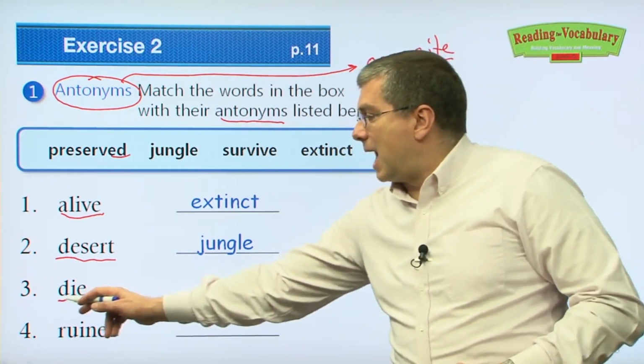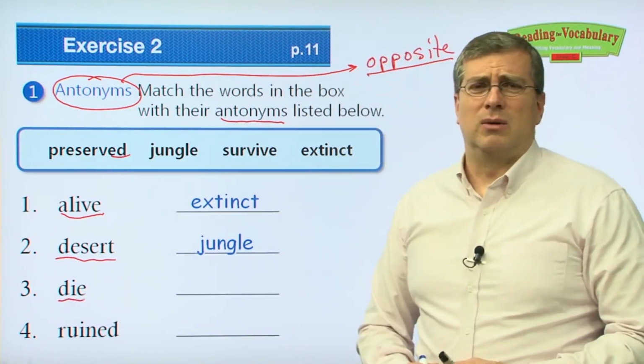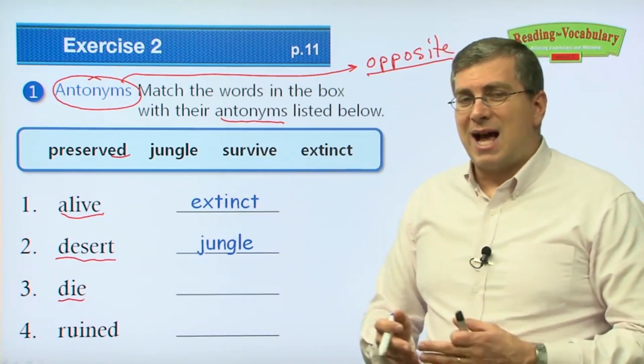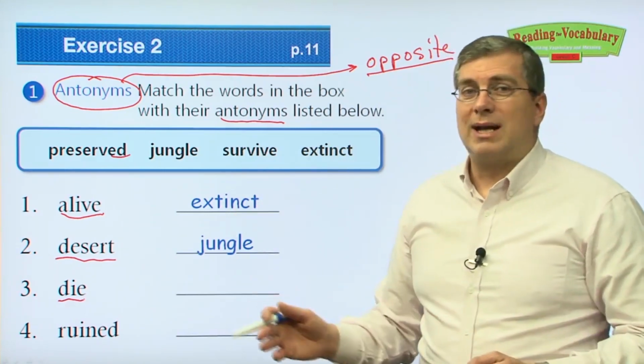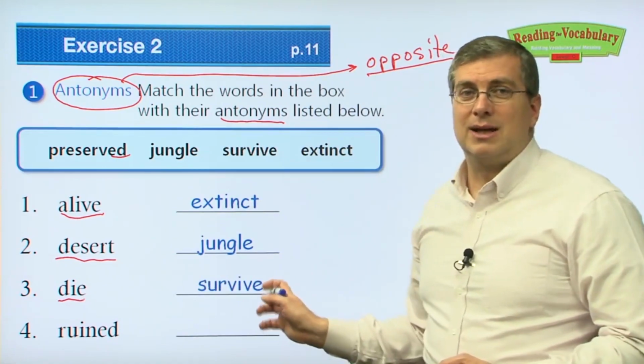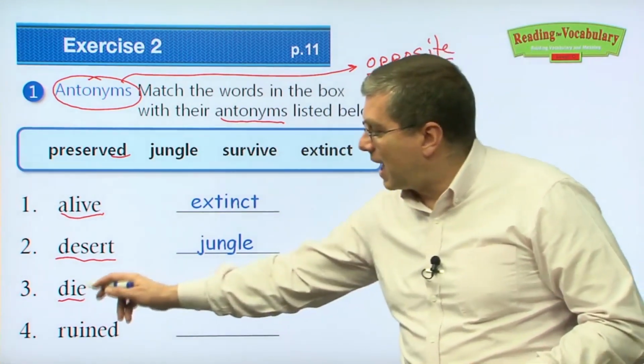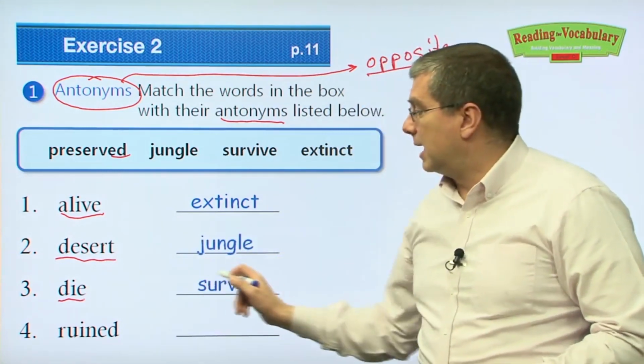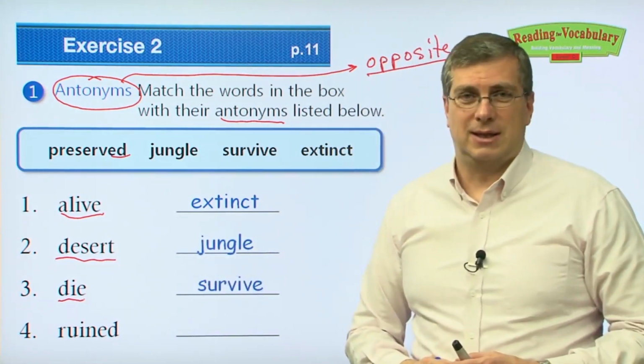Three, die. So that's a sad word, right? So what's the opposite of die? If something dies, right, it doesn't what? It doesn't survive any longer. It's not alive, right? By the way, die and alive, those are also antonyms, aren't they? Die and survive are also antonyms.